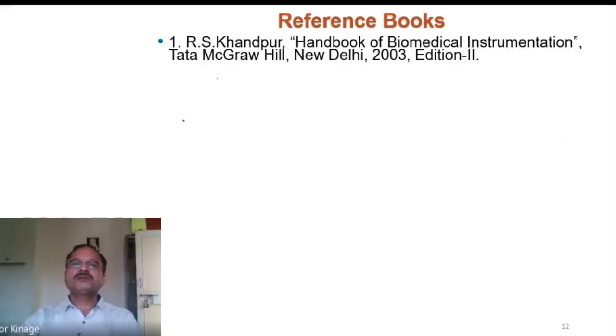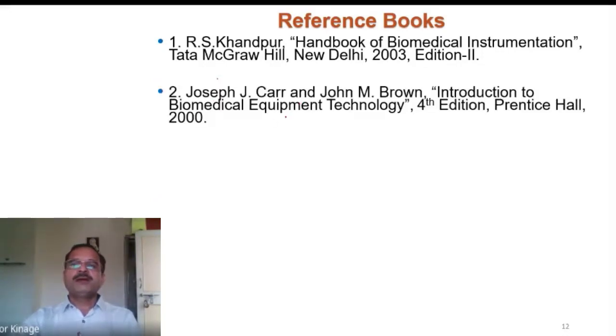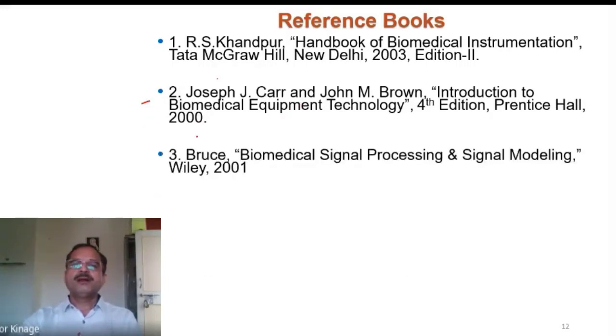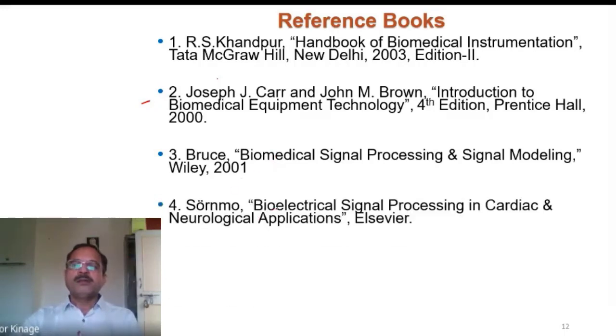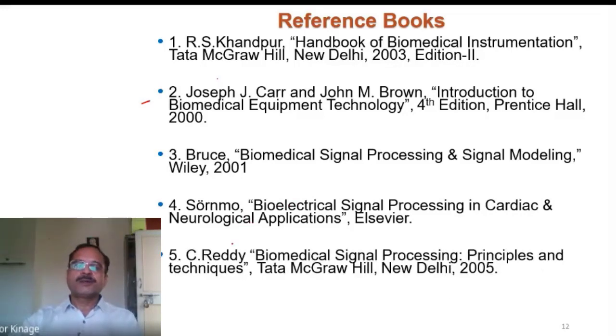Then the reference books. Khandpur, Handbook of Biomedical Instrumentation. This they have repeated actually, as a reference book as well as a textbook. Then the third one by Bruce, Biomedical Signal Processing and Signal Modeling, Bioelectrical Signal Processing and Cardiac and Neurological Applications. That is by Somo. Then the fifth book by C. Reddy, Biomedical Signal Processing Principles and Techniques by Tata McGraw.